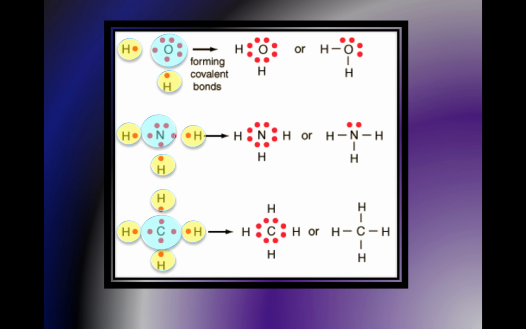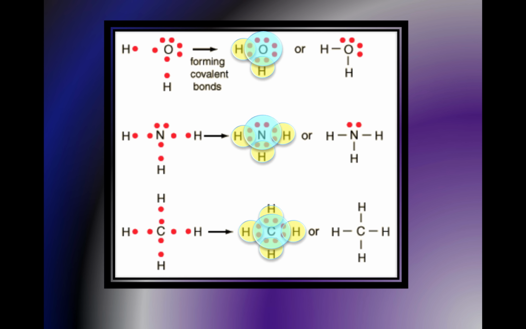All hydrogen atoms have 1 valence electron. When they combine with the oxygen, nitrogen, and carbon, you're going to wind up with a stable octet around the oxygen, the nitrogen, and the carbon. And then the hydrogens are each going to have 2 valence electrons, which is going to give them a stable electron configuration as they look like the helium atom with a completely filled first energy level.